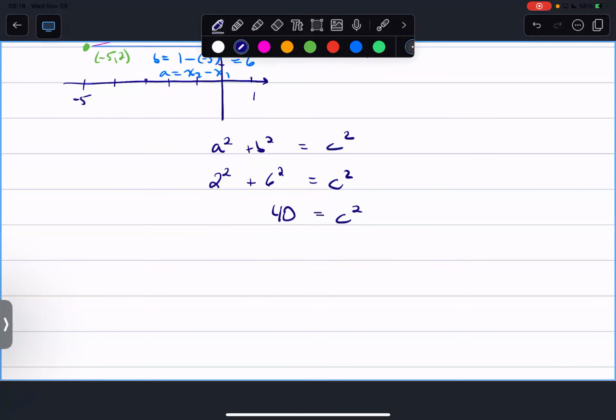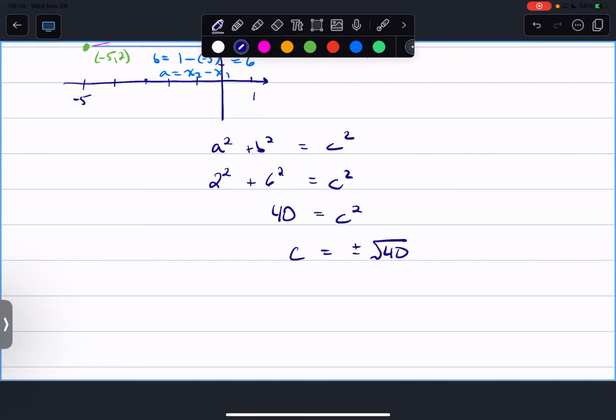But remember, when we take the square root, we get the positive and the negative values out of it. So we get 2 values. And so doing my switcheroo, c is plus or minus the square root of 40.